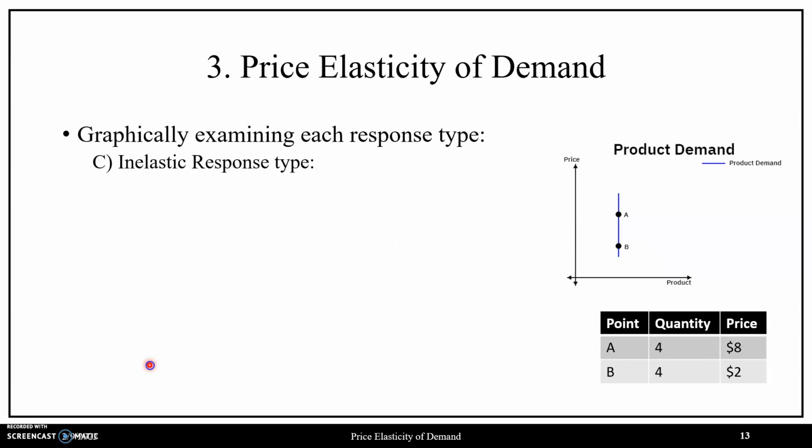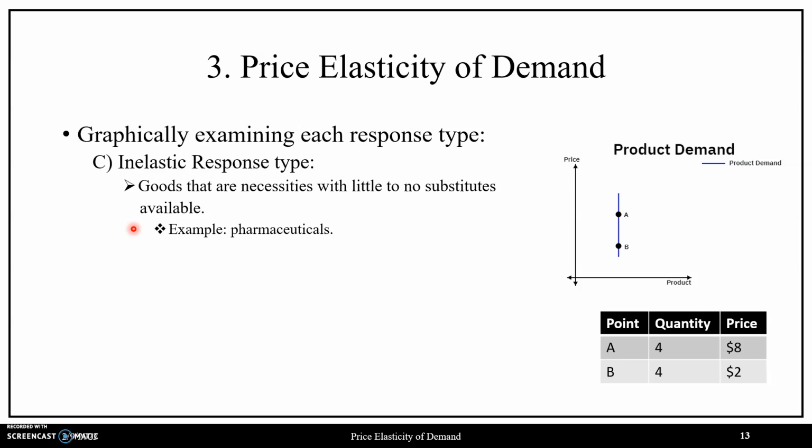Lastly, let us go to our last response type, in which we have the inelastic response type. We have a product demand curve on the right, where notice we have a vertical product demand curve. We have 2 points A and B, and in terms of our schedule, quantity is going to be 4 for each point, but the price point is going to be 8 for A and $2 for point B. The inelastic response type is going to come to be in which a good is a necessary good and there's going to be little substitutes available.